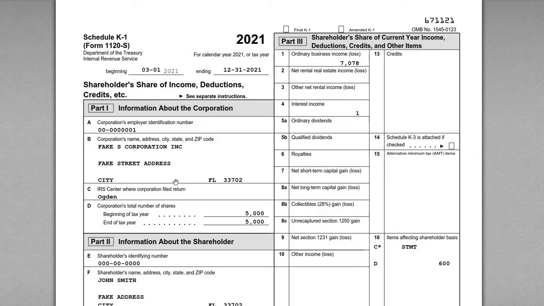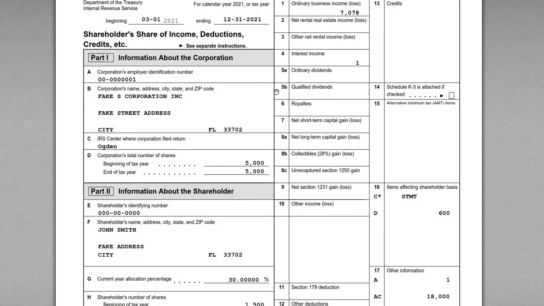So some of this information here is obviously going to apply to all the shareholders, right? So we have K1s here. The beginning date is, again, because this is an initial year S Corp, March 1st, 2021 through December 31st, 2021.